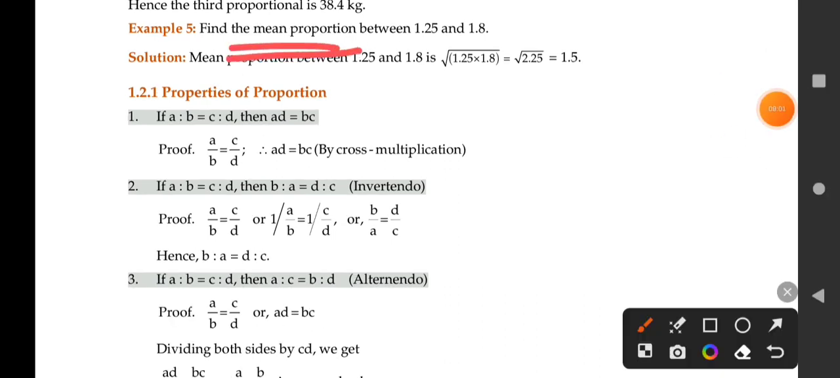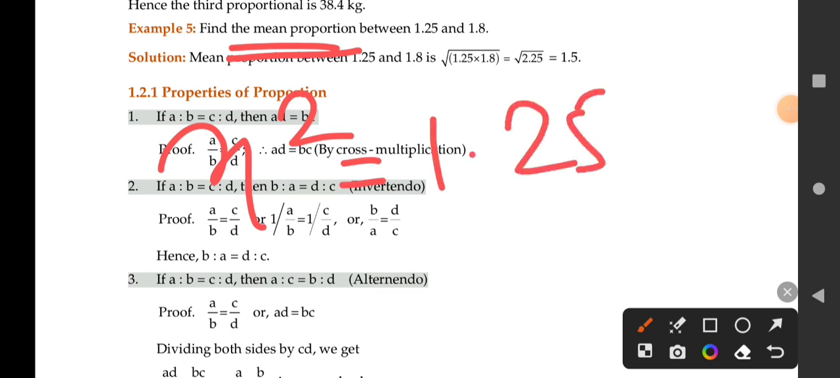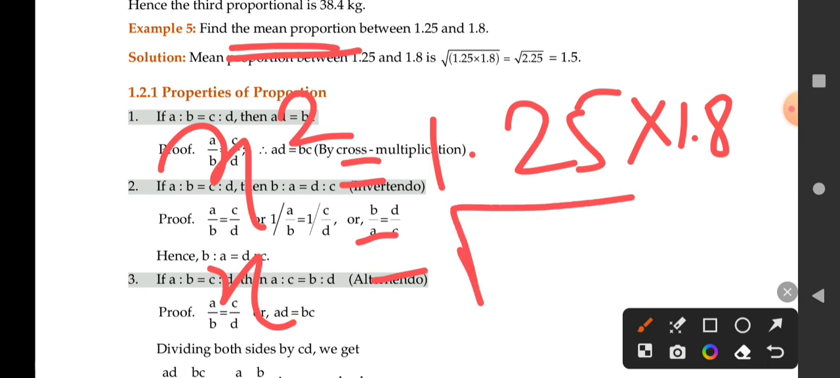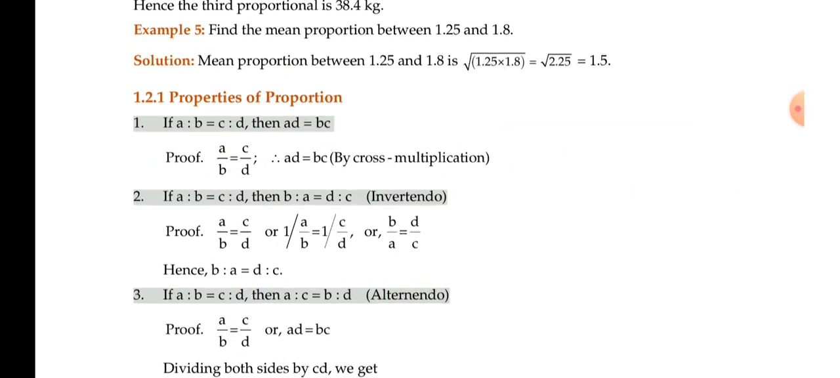Similarly, mean proportional means middle term. So x square is equals to 1.25 into 1.8. So for x, you have to just square root the product. Okay.